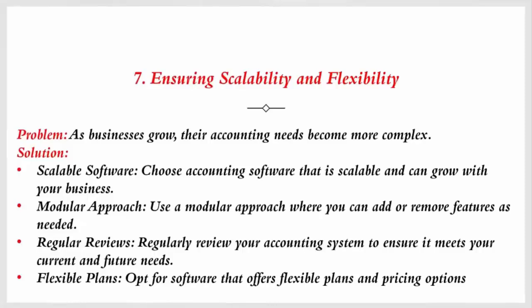7. Ensuring scalability and flexibility. Problem: as businesses grow, their accounting needs become more complex. Solution: scalable software. Choose accounting software that is scalable and can grow with your business. Modular approach. Use a modular approach where you can add or remove features as needed. Regular reviews. Regularly review your accounting system to ensure it meets your current and future needs. Flexible plans. Opt for software that offers flexible plans and pricing options.